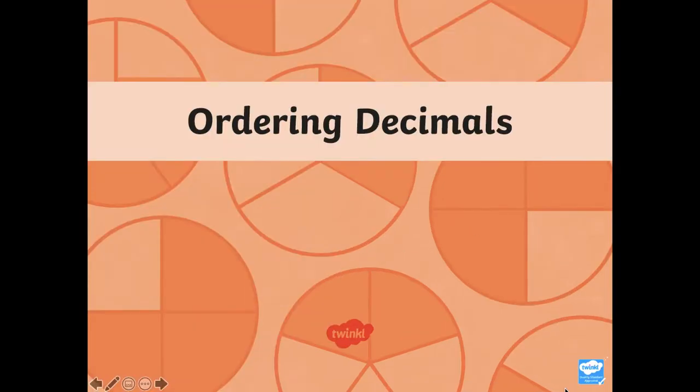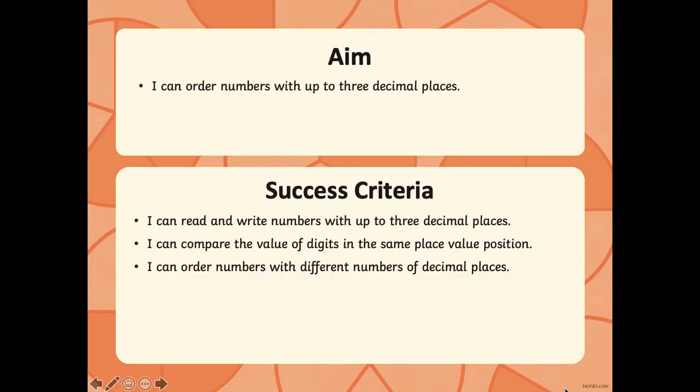Okay, guys, it's time for the next lesson on decimals, and we're looking at ordering decimals. So let's look at our learning objective and our aim. I can order numbers with up to 3 decimal places. The success criteria. How are we going to be successful?